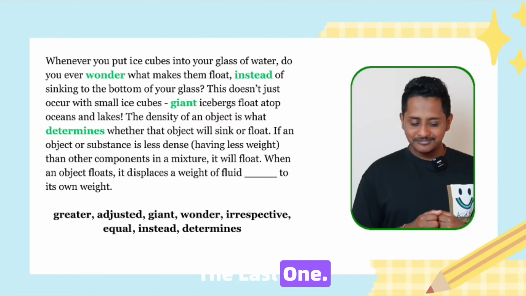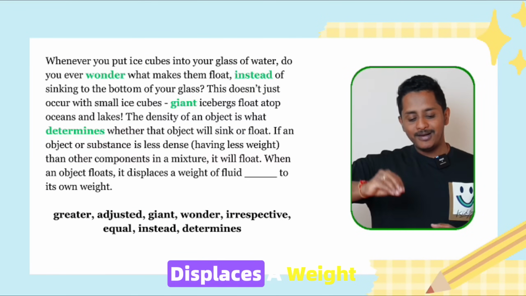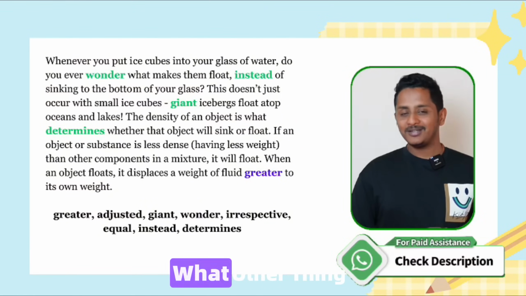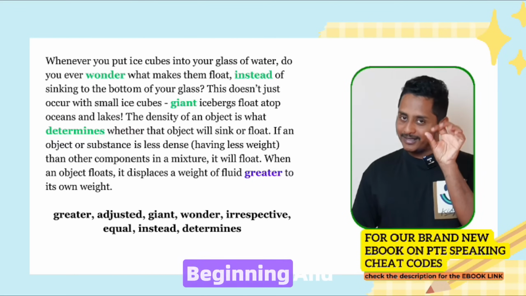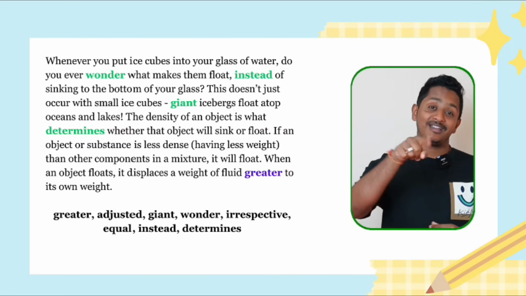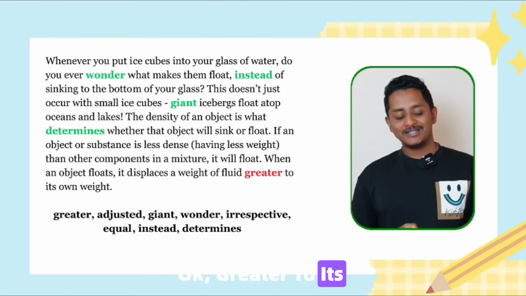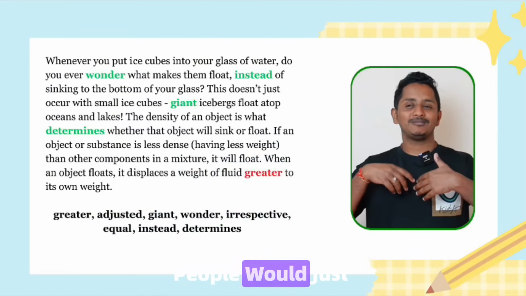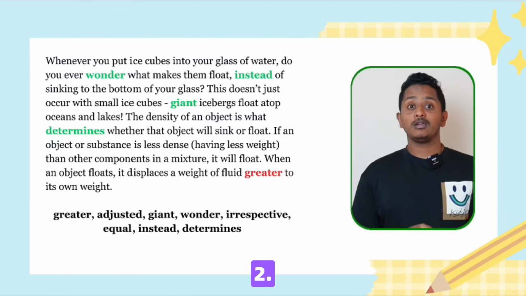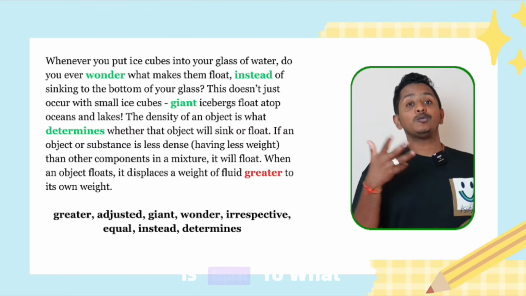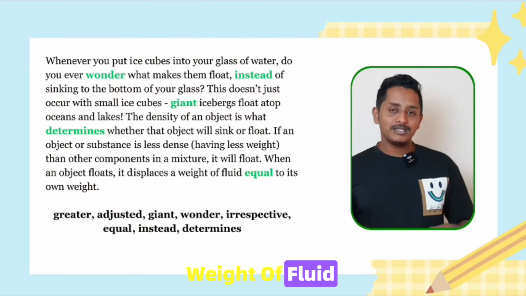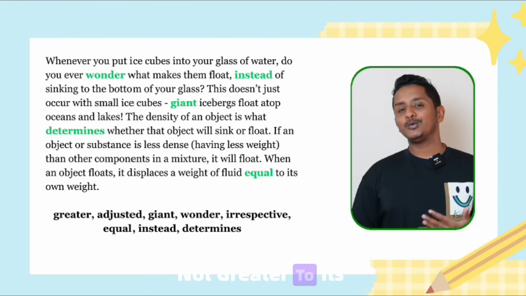Now we'll go to the last one. When an object floats, it displaces a weight of fluid greater to its own weight. Hey, right man, just like that, very easy. What other thing will fit in? Greater is at the beginning, and most people would just choose it because it goes with it. By the way, you never say greater to, you always say greater than. Greater to its own weight is completely wrong, but this is what people would just jump into and choose because that's how it looks, quite obvious. Dash to, this equals to, 2 plus 2 is equal to what? Equal to, equates to, or equal to is a collocation. So it displaces a weight of fluid equal to its own weight, not greater to its own weight.